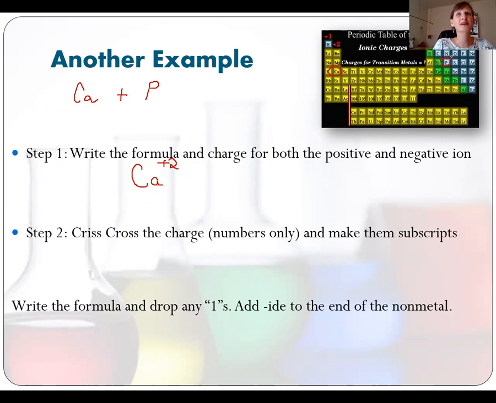And phosphorus is in group 15, which means it has 5 valence electrons. So how many more does it need to get to 8? 6, 7, 8. It needs 3 more electrons to get to 8. So its charge is going to be -3.